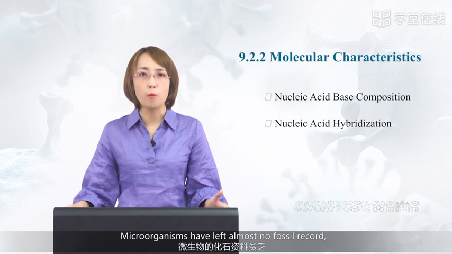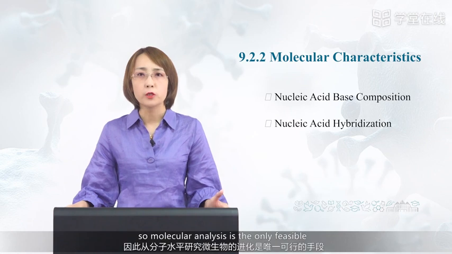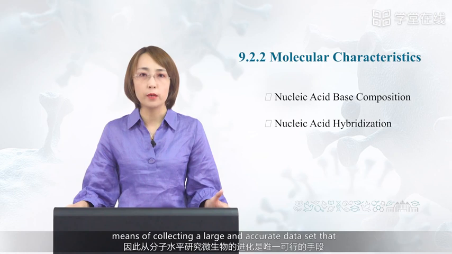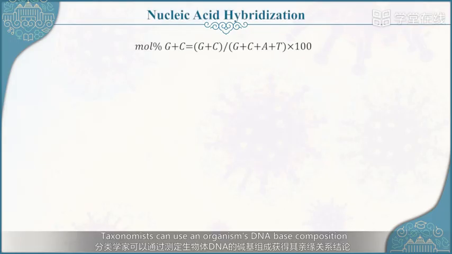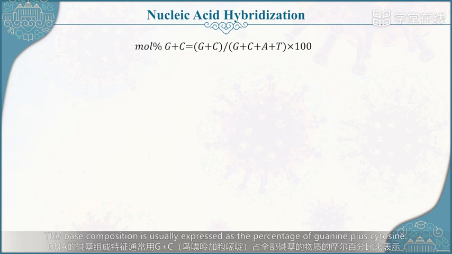Microorganisms have left almost no fossil record, so molecular analysis is the only feasible means of collecting a large and accurate data set that reflects microbial evolution. Taxonomists can use an organism's DNA base composition to draw conclusions about relatedness. This base composition is usually expressed as the percentage of guanine plus cytosine.